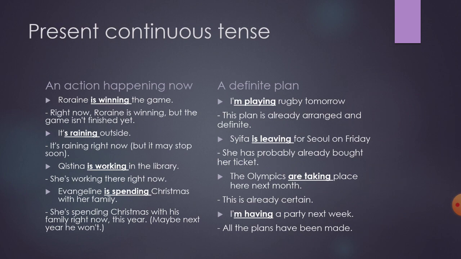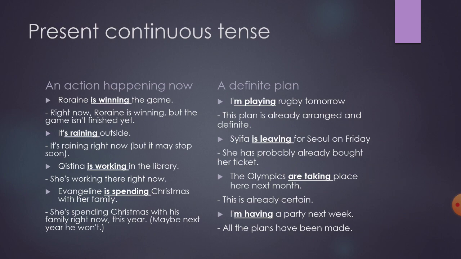The second situation is a definite plan. I'm playing rugby tomorrow. This plan is already arranged and definite. Second one is Shifa is leaving for Seoul on Friday. Third one, the Olympics are taking place here next month. And the last one is I'm having a party next week.